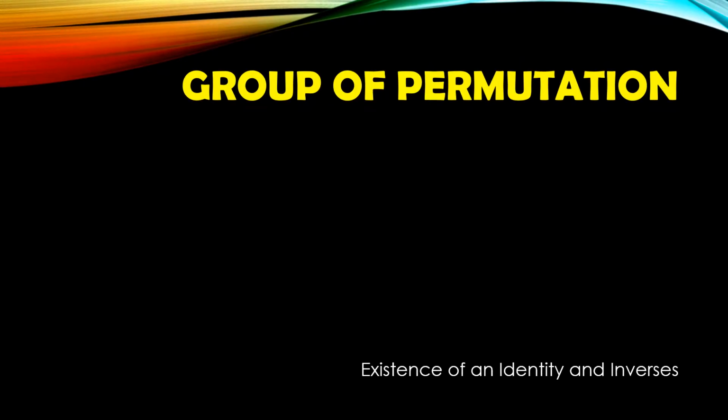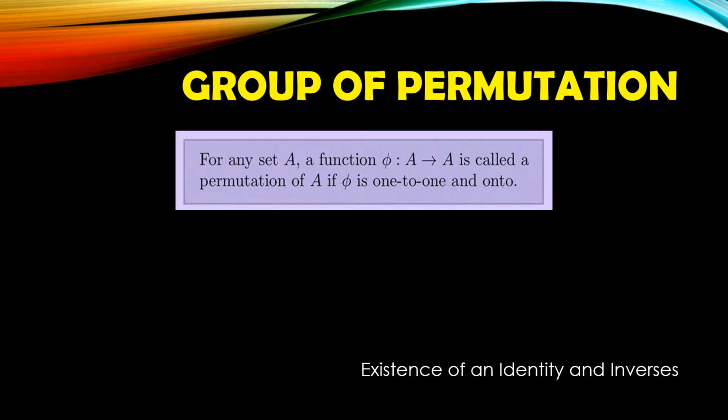In abstract algebra, let's talk about a group of permutations. So what is a group of permutations? For any set A, a function phi from A to A is called a permutation of A if phi is 1 to 1 and onto. Always remember that 1 to 1 is injective, onto is surjective, and 1 to 1 and onto is bijective.